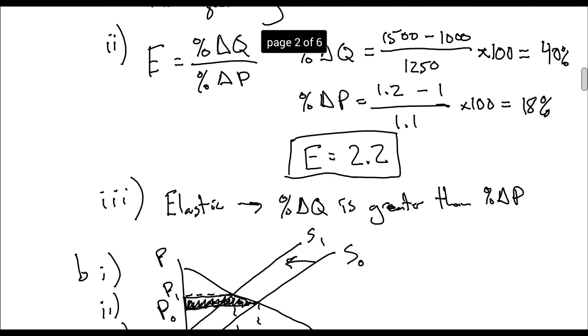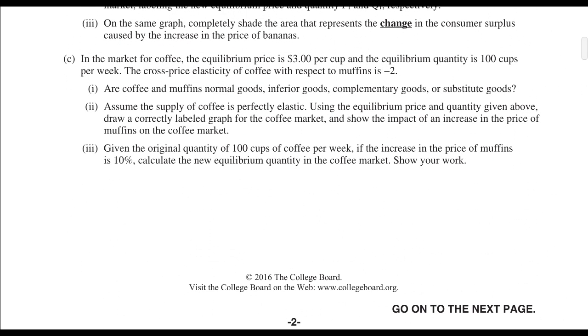Part C says, in the market for coffee, the equilibrium price is $3 per cup, and the equilibrium quantity is 100 cups per week. The cross price elasticity of coffee with respect to muffins is -2. So are coffee and muffins normal goods, inferior goods, complementary goods, or substitute goods? Well, if it's a cross price elasticity of -2, the way I would think that through, always go back to percent change in quantity over percent change in price.